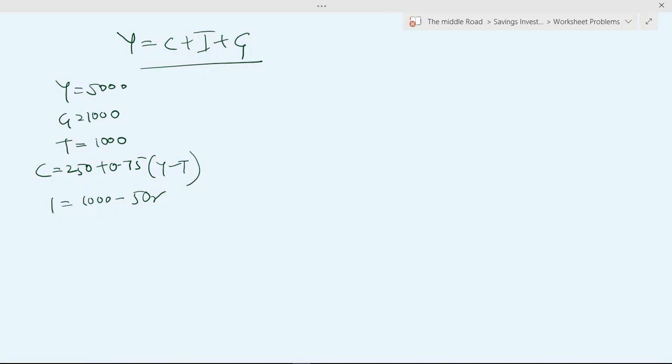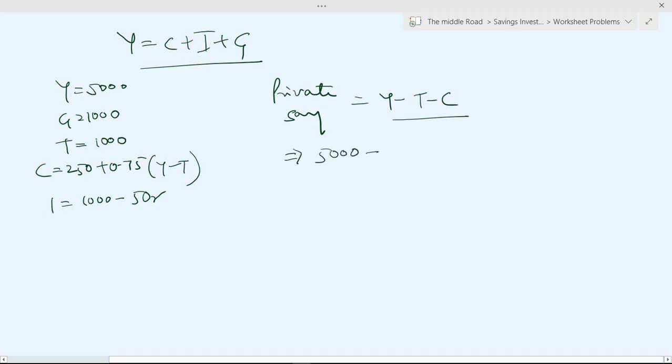Let's look at the equation again. We have to calculate the private saving, public saving, and national saving. Private saving, as we saw in the previous example, is nothing but Y minus T minus C. Here we can substitute the equation for C: Y, which is 5000, minus tax, which is 1000, minus C. C is 250 plus 0.75 times (Y minus T). Y is 5000 and T is 1000, so I directly put 4000.